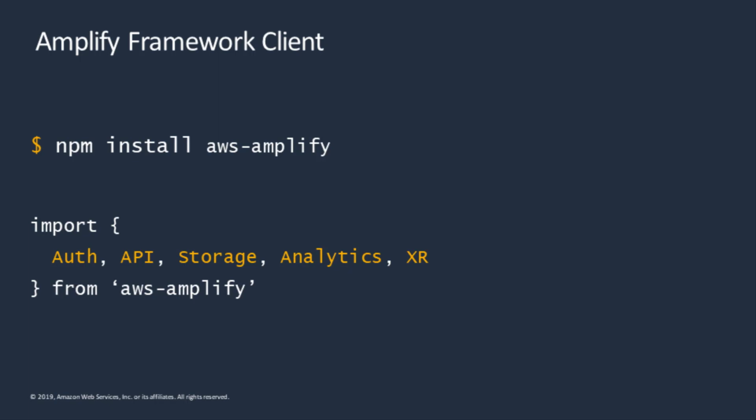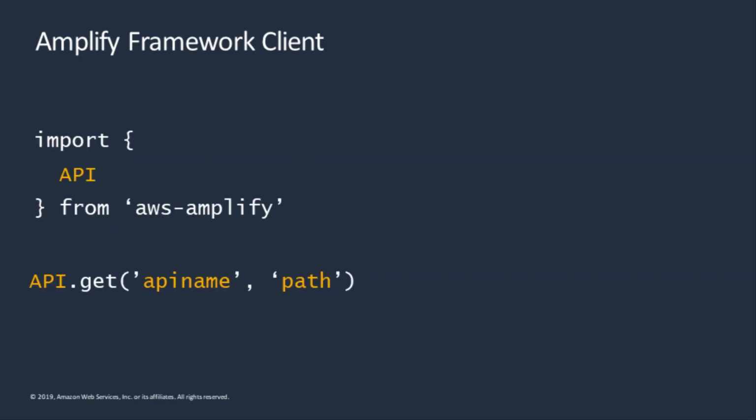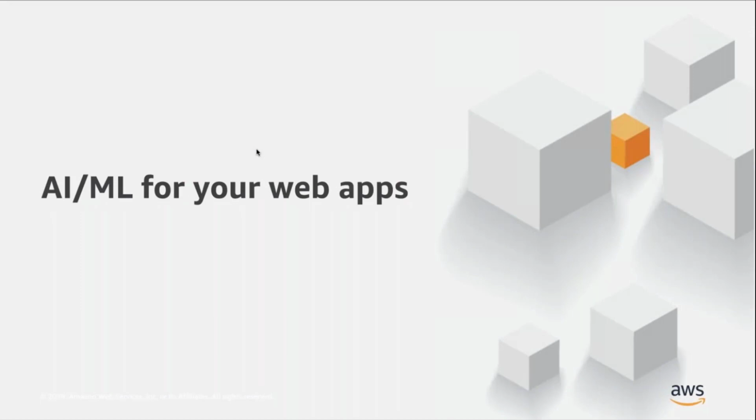Now, how do you use those clients? Of course, we'll add the code and build it, but essentially it's an npm package where you go into your app project and do an npm install aws-amplify, and then in your front-end application code, you say import, and you name the category from aws-amplify. So if I had to use API and call a path on an API, all I would do is say import API from aws-amplify. And to call my API, I'll do API.get, my API name, and the path. That's literally the code that you use as far as building your use case goes. Now, let's get to the AI/ML part for your web apps.